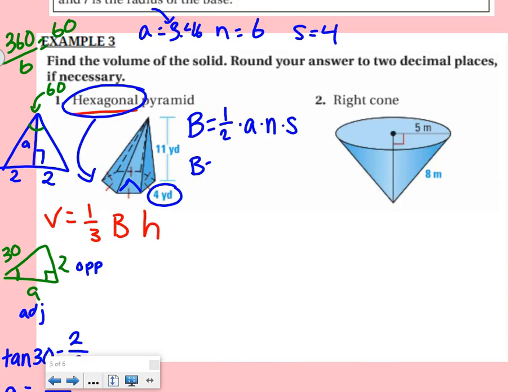Now we can find the area of our base by doing 1/2 times 3.46 times 6 times 4, just plugging in all the pieces into our equation. We find that the area of the base is 41.52.